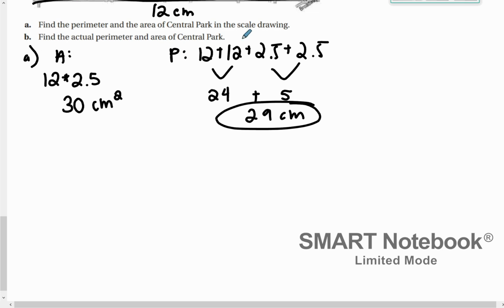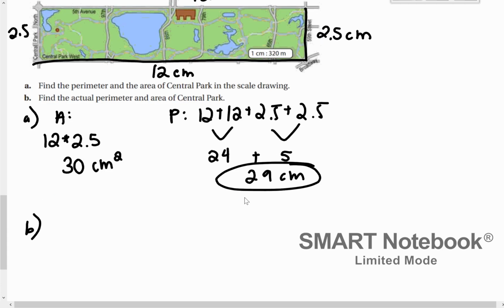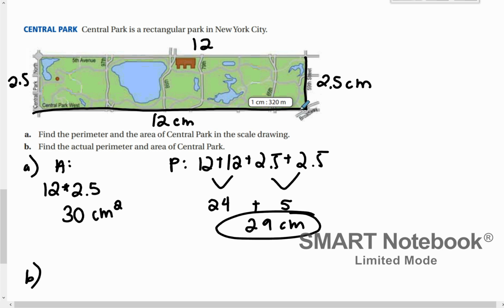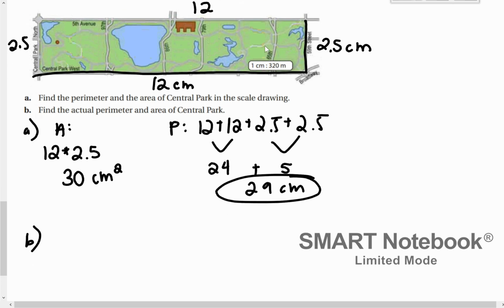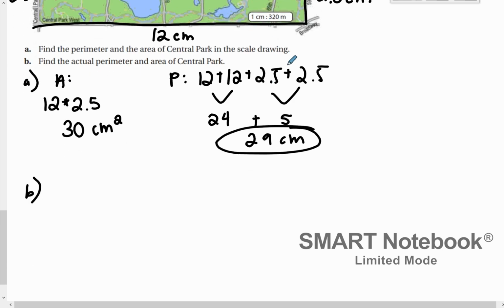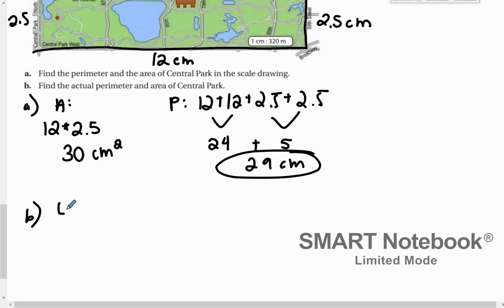Now we have to find the actual perimeter and area of Central Park, given those scale models. To do this, we are going to use proportions, and the way that we need to use proportions is to find the actual length and the actual width, because once we're given those actual lengths and actual widths, we can find the area and perimeter. Okay, so first let's find the actual length.